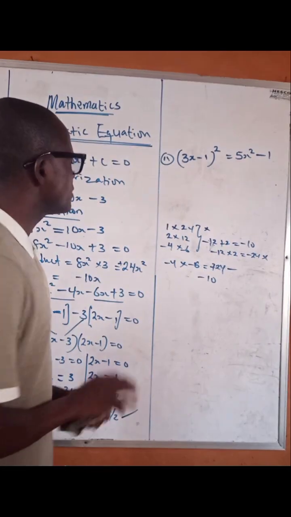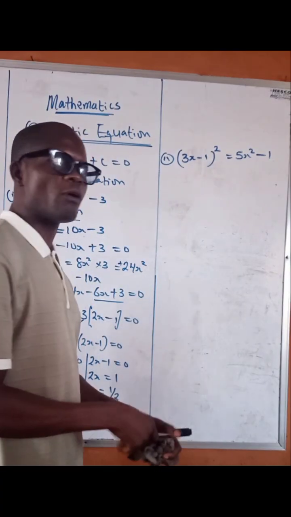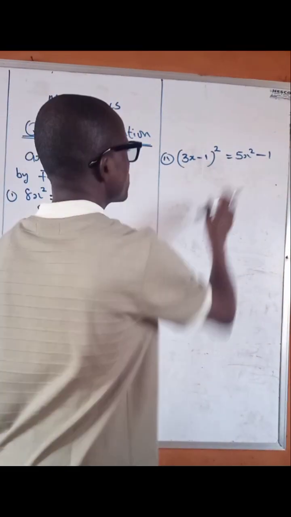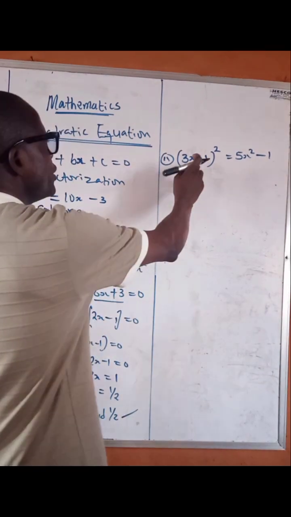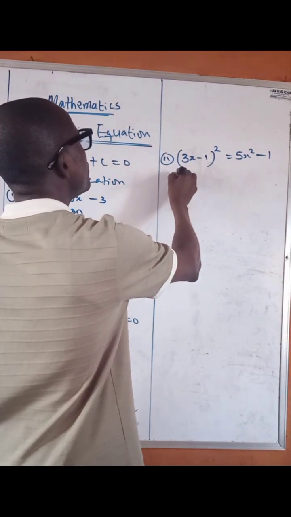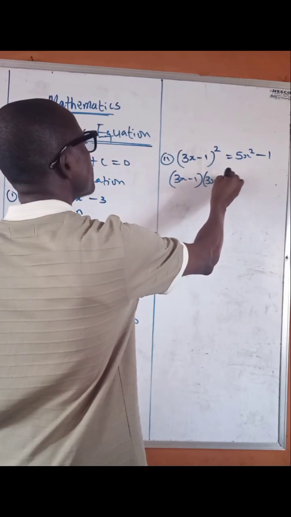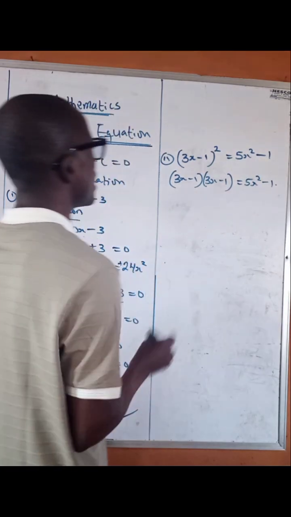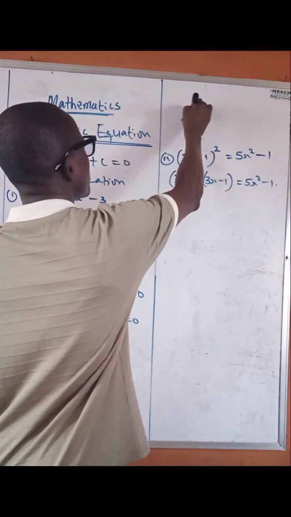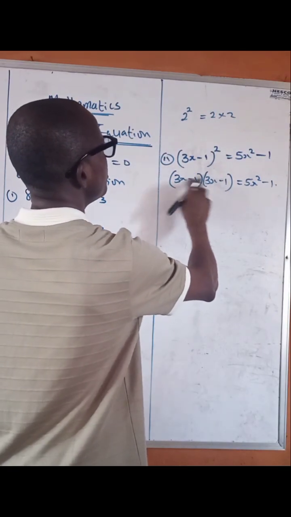Now let's move on. When you have the question in this form, and we have to find the value, we have to factorize. So what you have to do is to expand this first. This will be 3x minus 1 into 3x minus 1 equal to 5x squared minus 1. Don't forget, when you have something raised to power 2, it is multiplied by itself twice. I hope you are getting it.